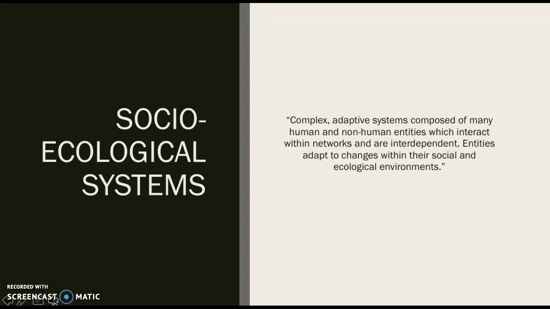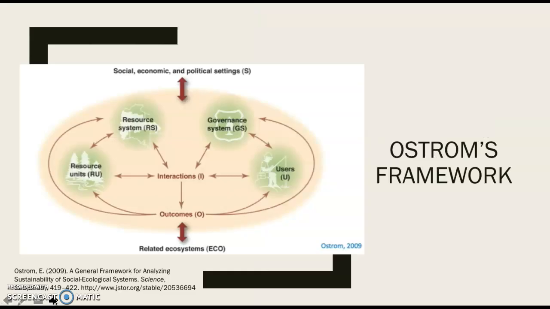So first, just based on our readings and lectures from the module, I derived this broad but really explanatory definition of what a socio-ecological system is. Basically, it's a complex adaptive system that's composed of many human and non-human entities that interact within networks and are interdependent. They're also able to adapt to changes within their social and ecological environments. And one additional thing to note is that the system is constantly co-evolving, which is another important thing to note.